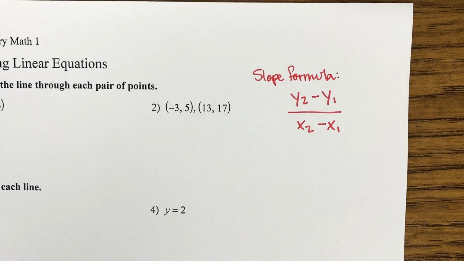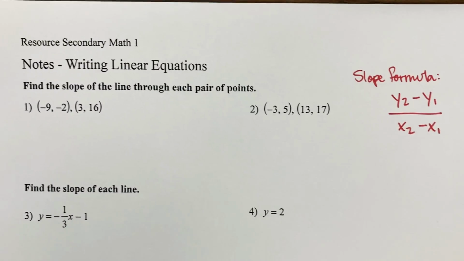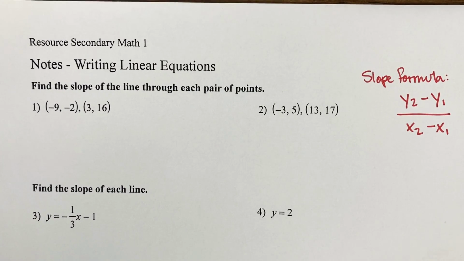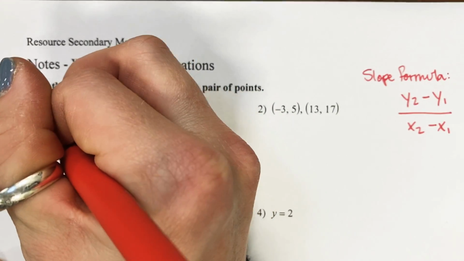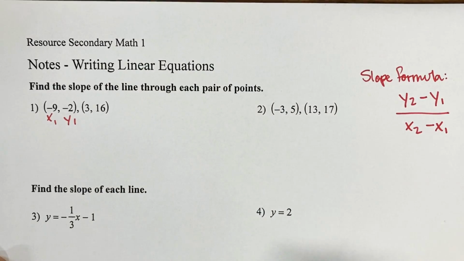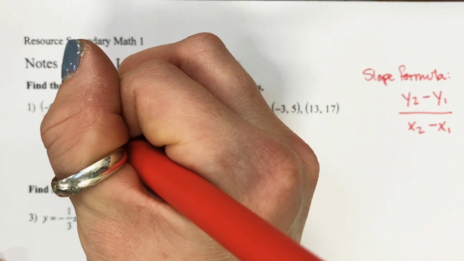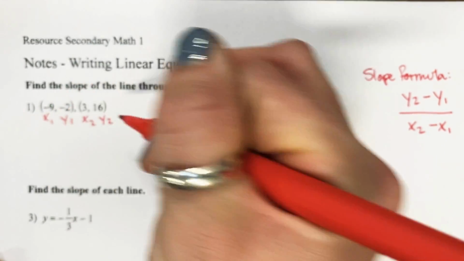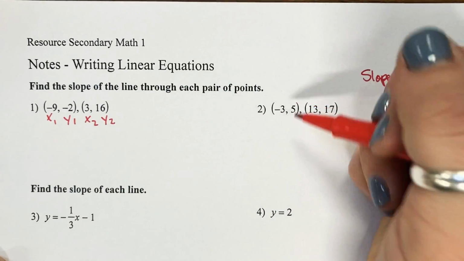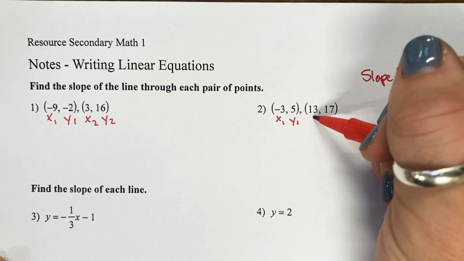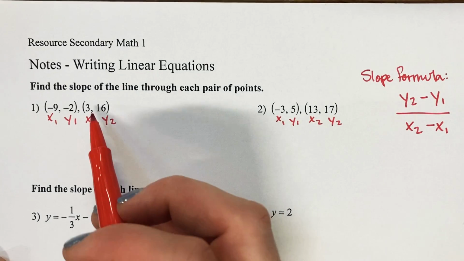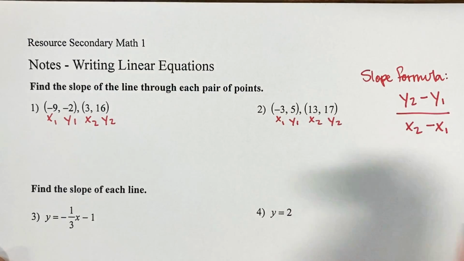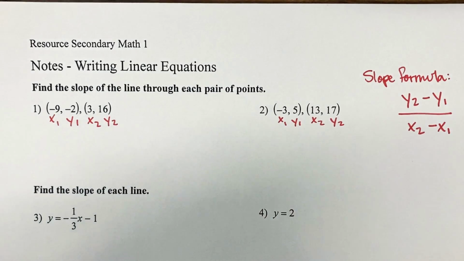Awesome. So now that we know our formula, we can go ahead and label our coordinate points on 1 and 2. If this is my first coordinate point, this is going to be labeled x1 and y1. If this is my second coordinate point, this is labeled x2 and y2. I'm going to do the same thing on number 2. Now that we've labeled what numbers go with each value in our formula, we can just fill in the formula and solve.